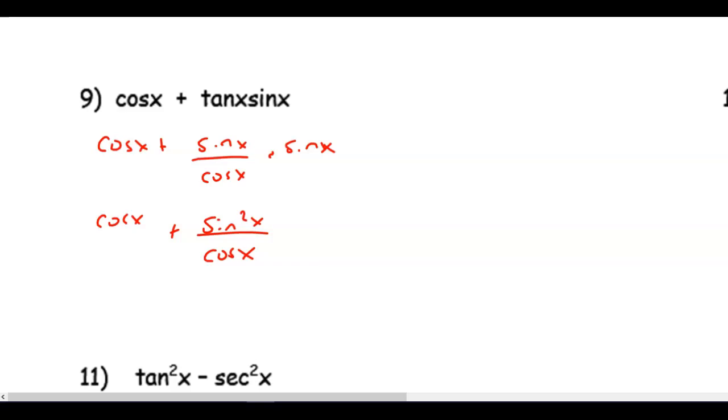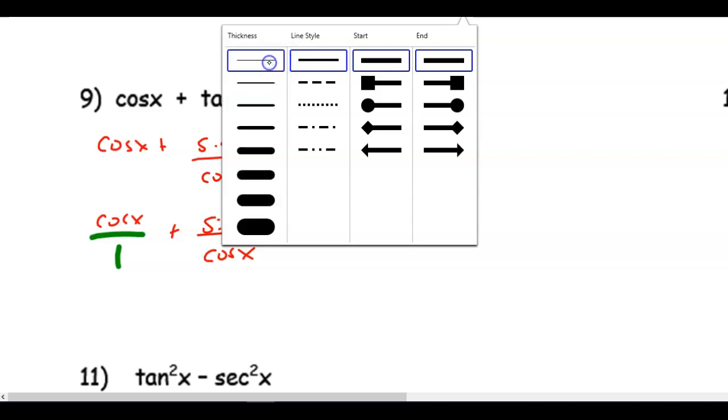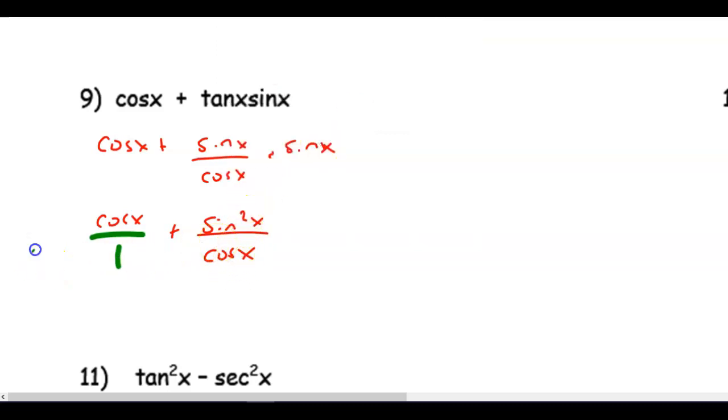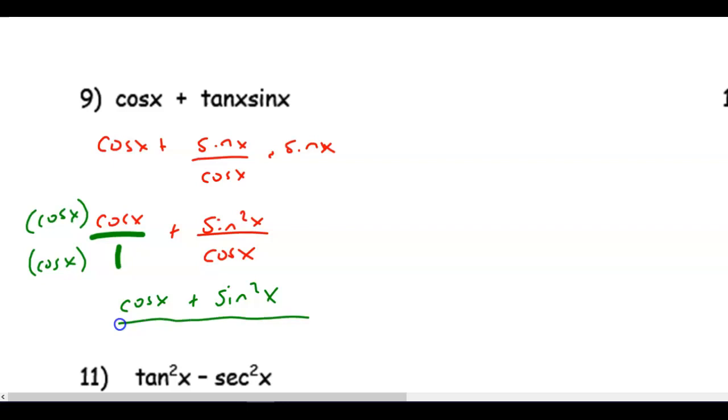Now, I have a fraction on the right. In order to combine them, I'm going to put this over 1, and the reason I'm doing that is because I'm going to get a common denominator. This has a cosine in the denominator, so I'm going to put cosine in this denominator, and if I do that, I've got to multiply at the top as well. So that gives me cosine squared x at the top, still plus sine squared, over cosine. I have the same denominator, so I can put it all over the same denominator. Now, cosine squared plus sine squared, if you remember your Pythagorean identity, is 1. And 1 over cosine.